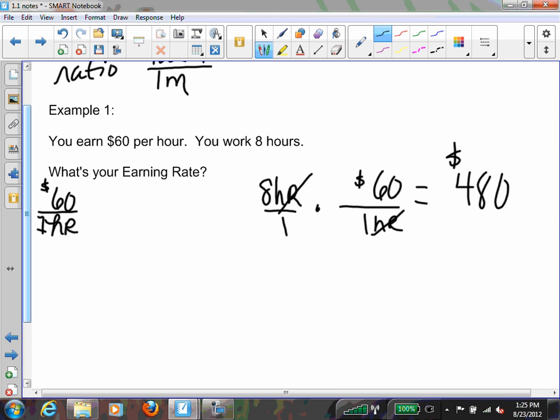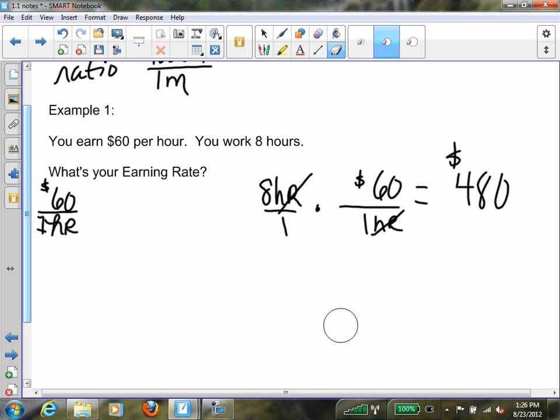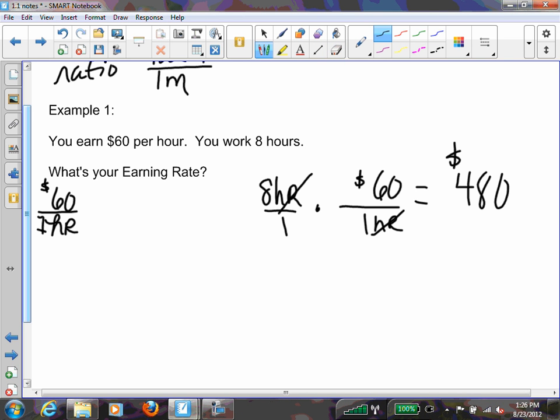You can only cross multiply if I set it equal to something, if I made it an equation. So if I wanted to say 8 hours over 1 equals, then I would do some cross multiplication. But this is just strictly a multiplication problem, and so then we follow the rules, numerator times numerator and denominator times denominator.